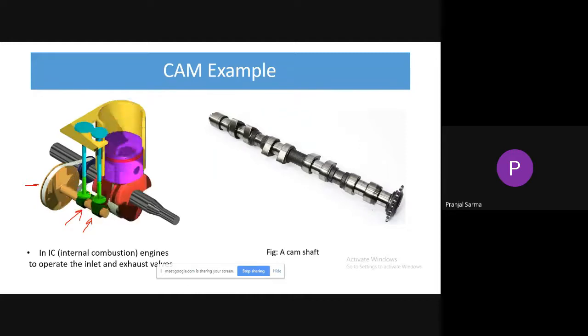All those things are known, and based on those known values we design the cam, the profile of the cam, that is the look of that particular cam, which is ultimately going to govern what type of timely motion we are getting on the follower.